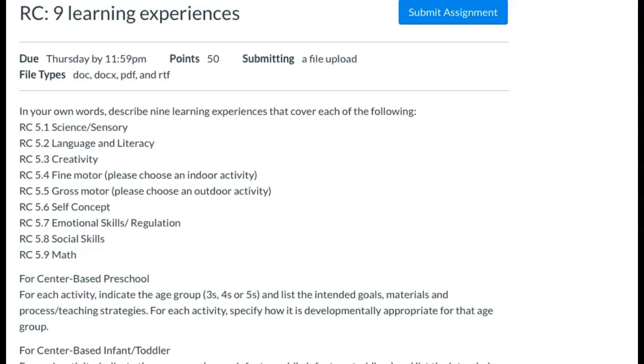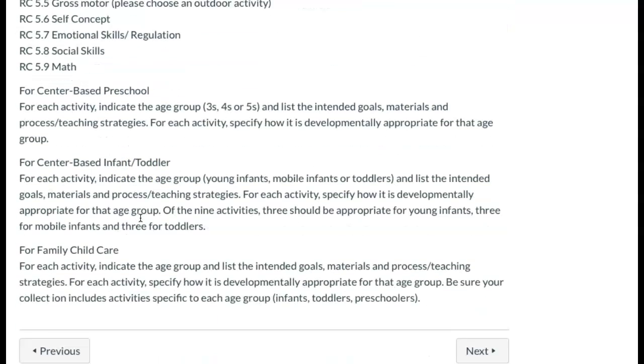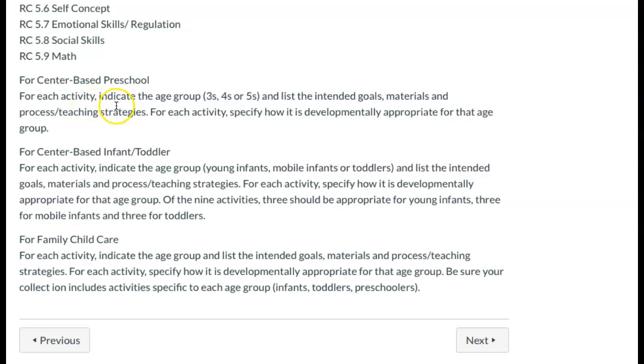the verification visit. So you have to have sensory and science, language and literacy, creativity, fine motor, gross motor, self-concept, emotional skills and regulation, social skills, and math. If you're like, I don't know what self-concept is, then go into your yellow or green book, go to that functional area, and look it up. If you are preschool bound, you're going to pick one for 3s, 4s, or 5s. You can mix it up if you have a classroom of 4s and 5s, or if you're just in the 3s, I'd pick all activities for 3s.